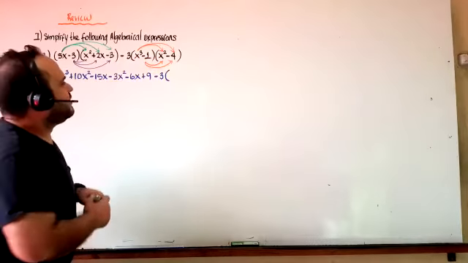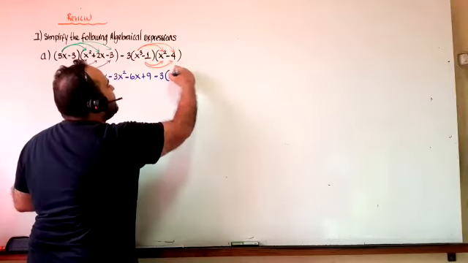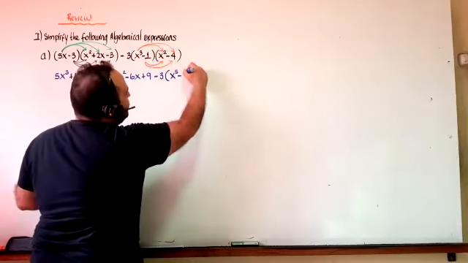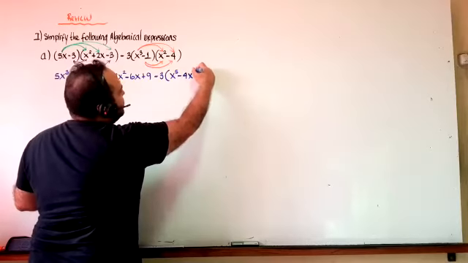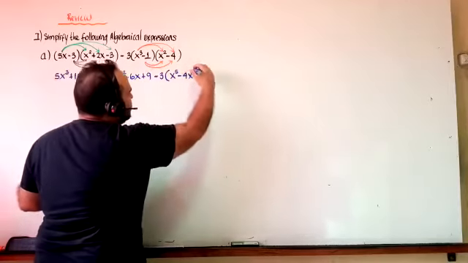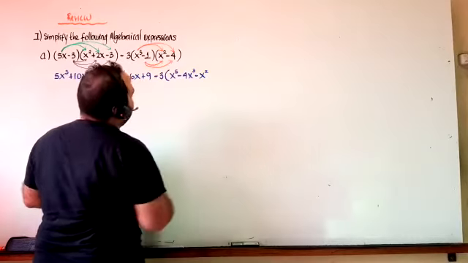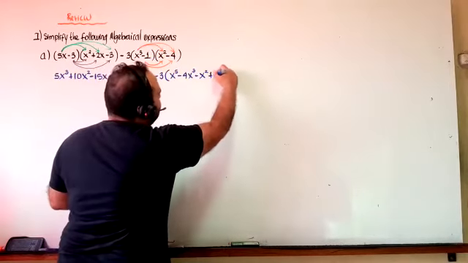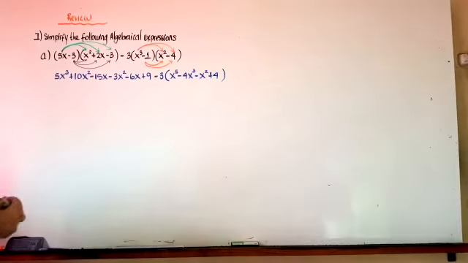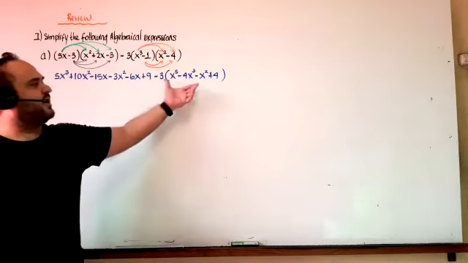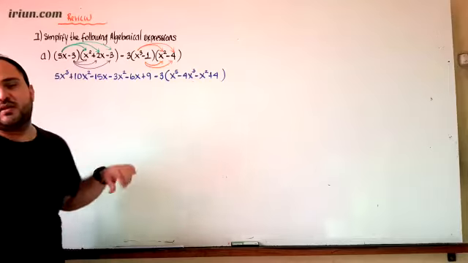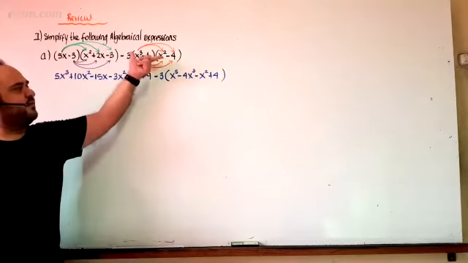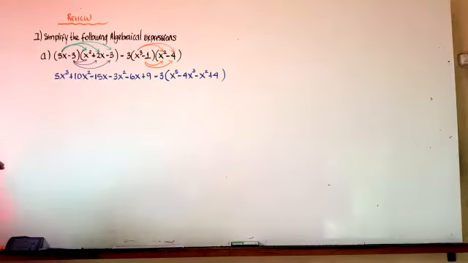x cubed times x squared will be x to the power of 5. Exactly. x cubed times -4 will be -4x cubed. -1 times x squared will be negative x squared, right? And finally, -1 times -4 will be positive 4. If you see, we have a better arrangement, first multiplying these two, because we can have the arrangement over here and after that multiply by -3.